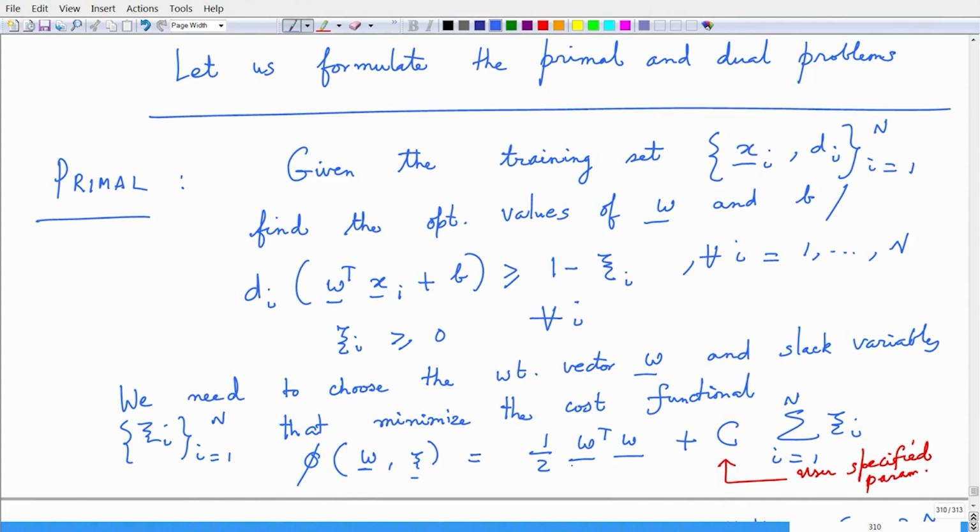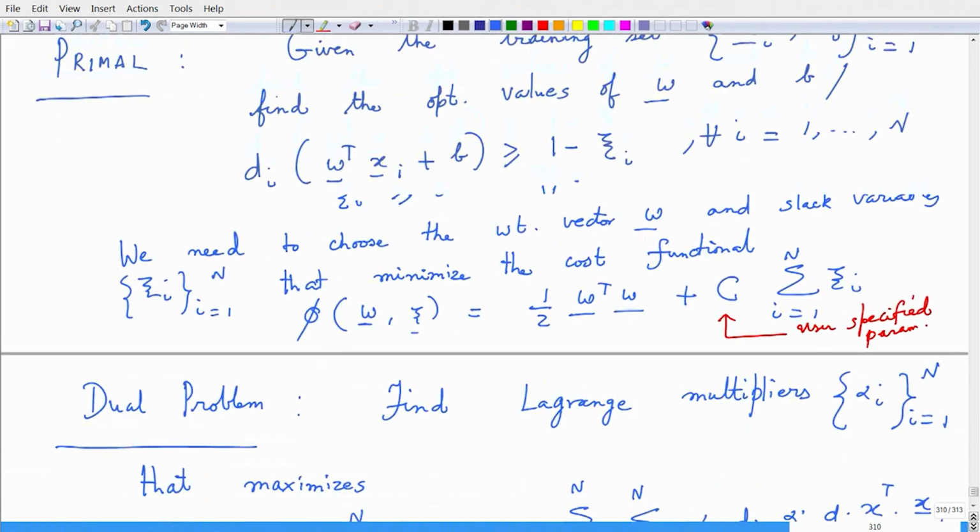Whereas in the linearly separable case, we never had the zeta I's, we just had half of W transpose W, and that was our objective, and we were supposed to minimize that objective subject to some constraints. Here our objective itself has two components. One is this convex function of W, which is half W transpose W, and another term which depends on the slack variables zeta I, that in some sense minimizes the number of misclassified points averaged over the data set.